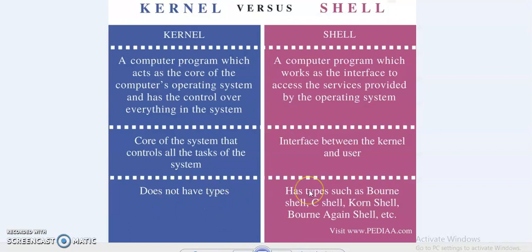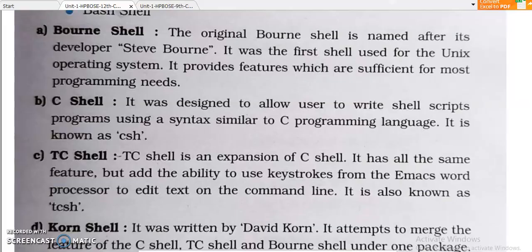Whereas, as we have just studied, the shell has different types like Bourne shell, C shell, Korn shell, and Bash, also known as Bourne Again Shell, etc. So this is a differentiation table between the kernel and the shell, and time and again we will study this. It is very important for us to know the difference between these two different concepts in an operating system. Studying further about the types of shell, the first type is the Bourne shell.